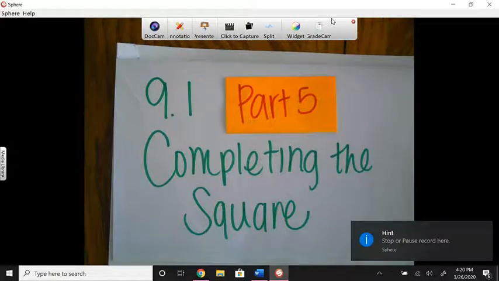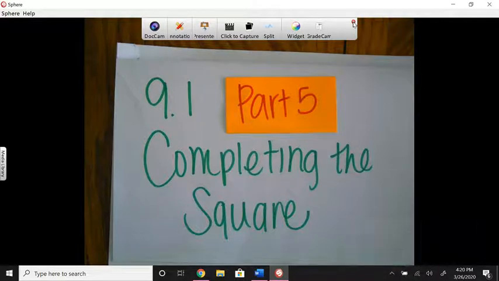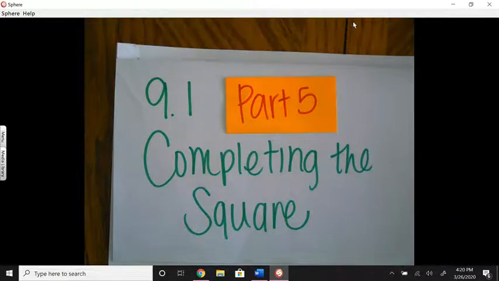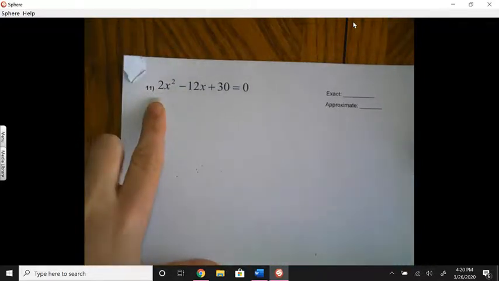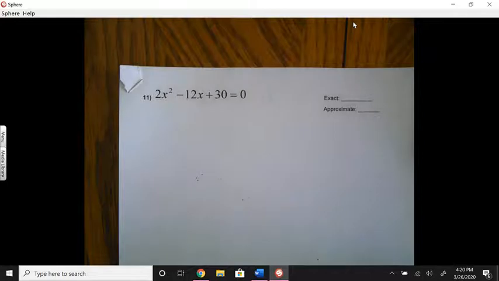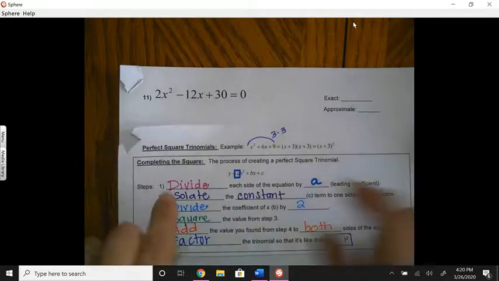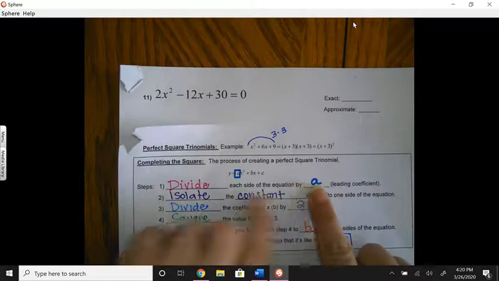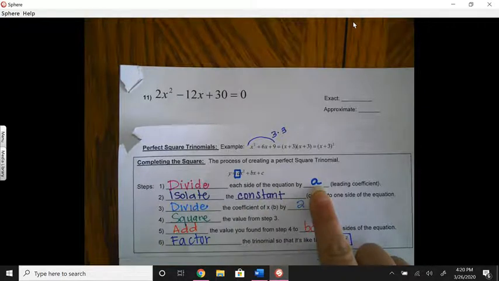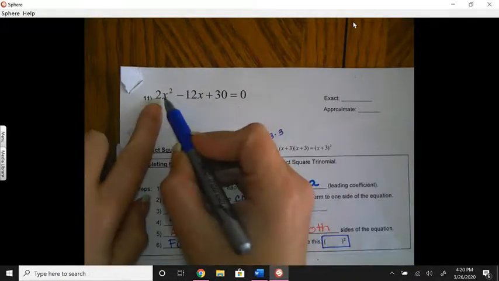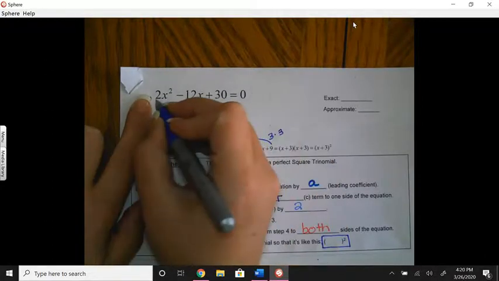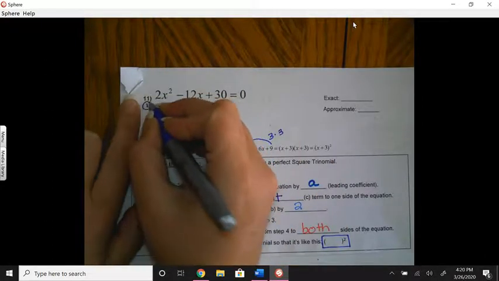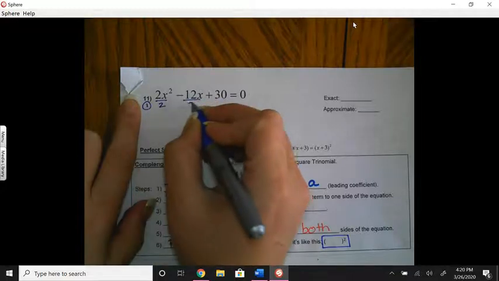In this video, we'll continue with how to solve quadratic equations using the completing the square method. So if we take a look at number 11 in your note, and we have our steps, the first step is we always want our leading coefficient to be 1. So that means the number in front of the x squared, we want it to be 1. So to do that, step 1, we're going to go ahead and divide all the terms by 2.